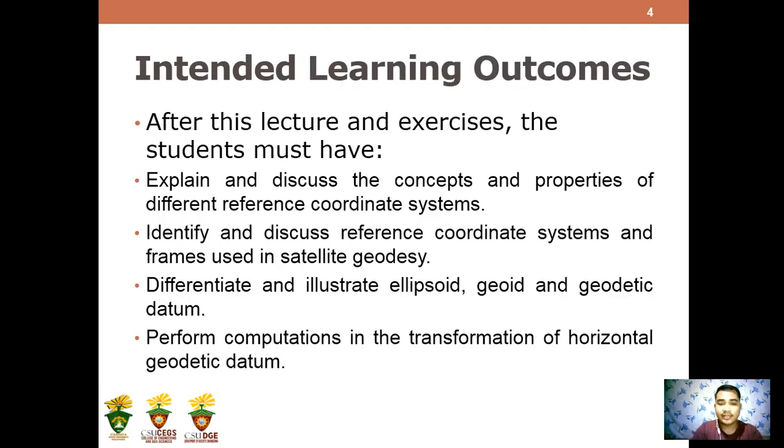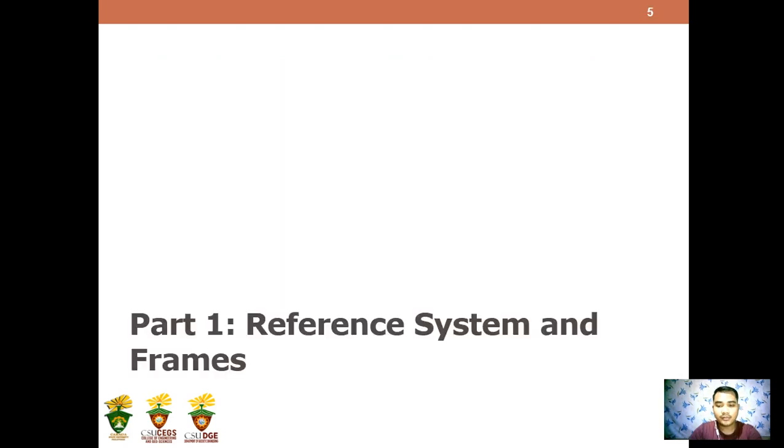These will be the intended learning outcomes. After this lecture and exercises, you, the student, must be able to explain and discuss the concepts and properties of different reference coordinate systems, identify and discuss the reference coordinate systems and frames used in satellite geodesy, differentiate and illustrate the ellipsoid, geoid, and geodetic datum, and perform computations in the transformation of horizontal geodetic datum. So let's start with part 1 about reference systems and reference frames.